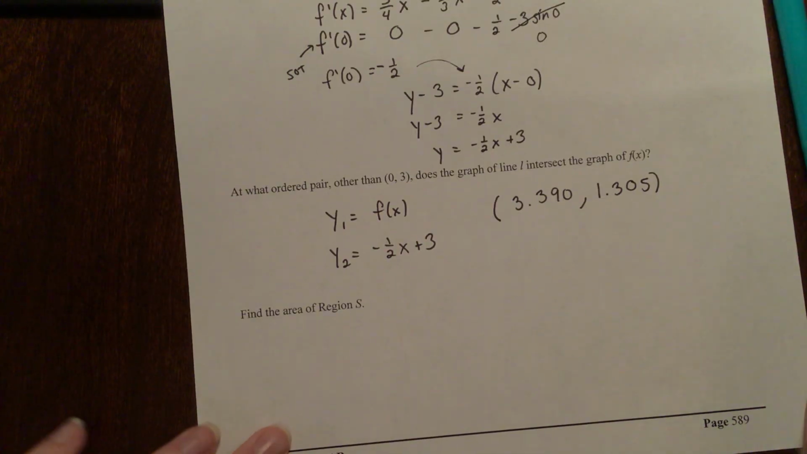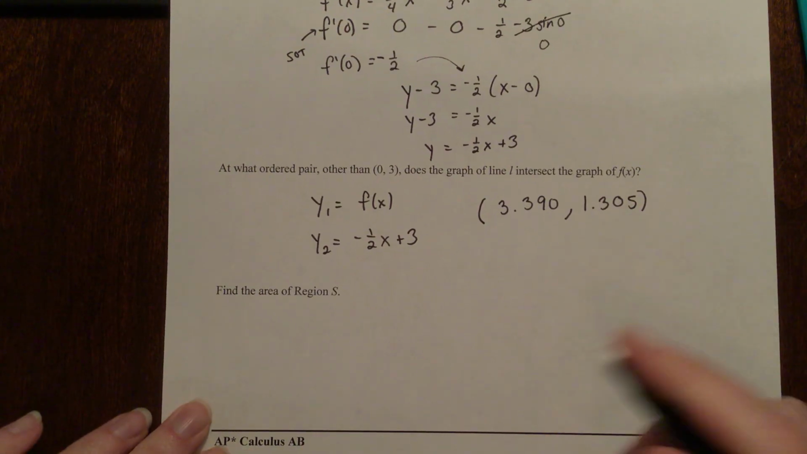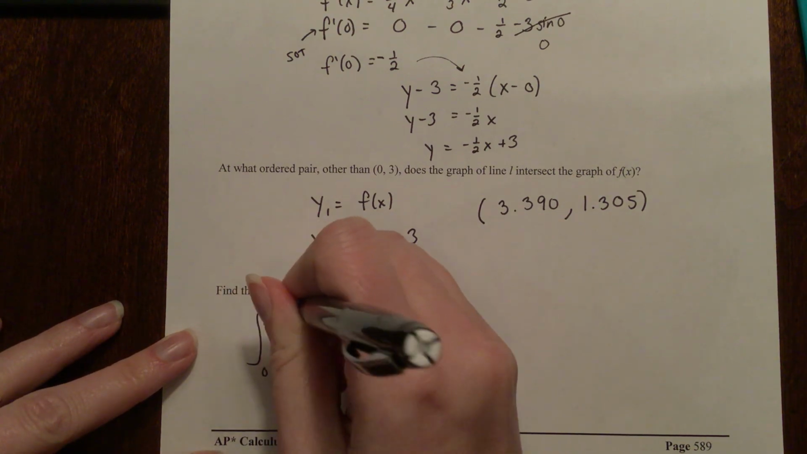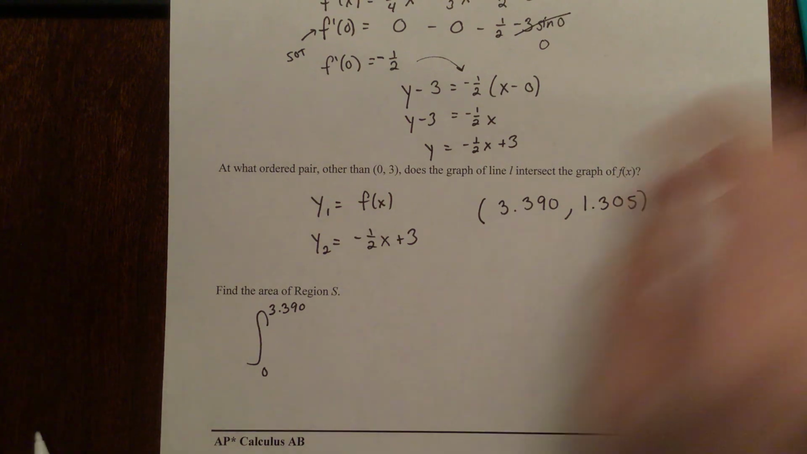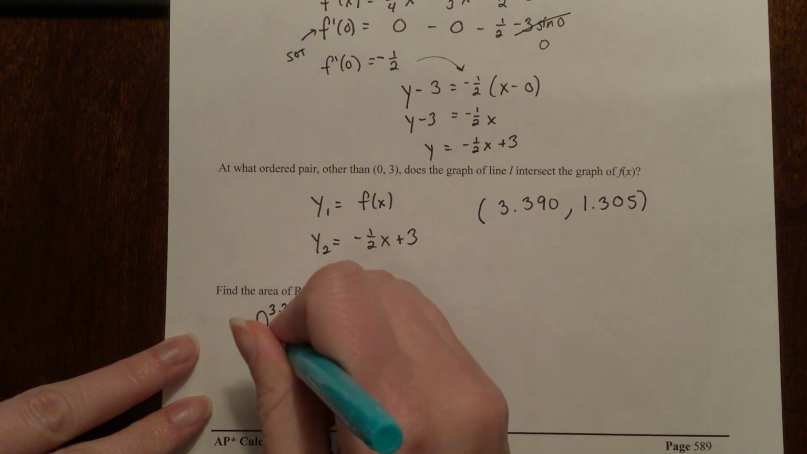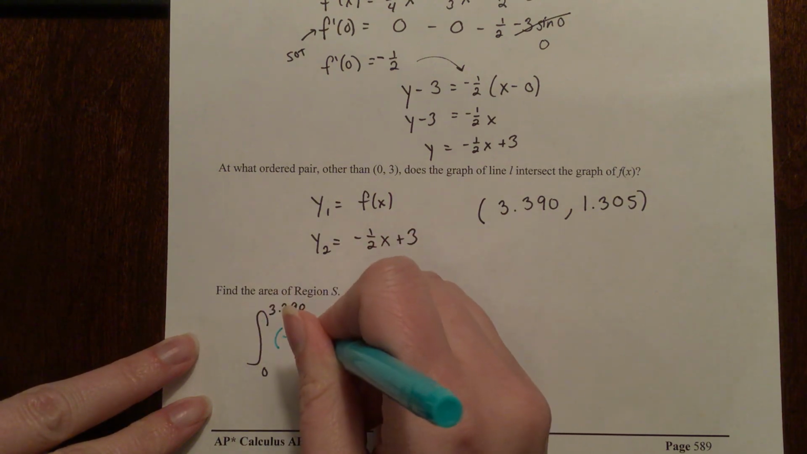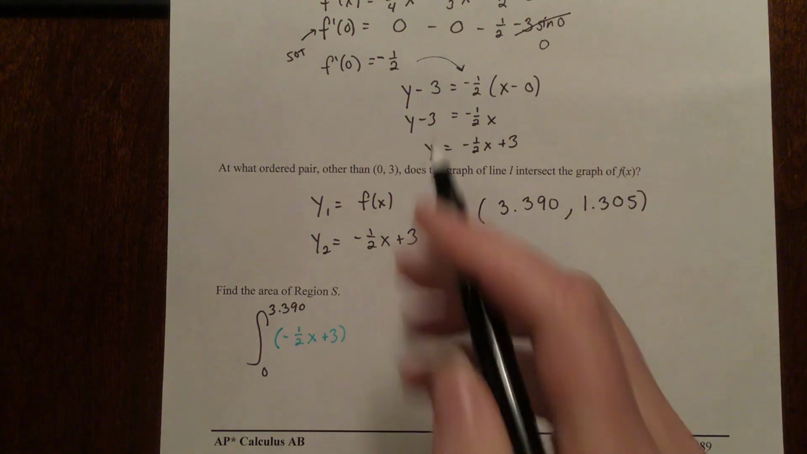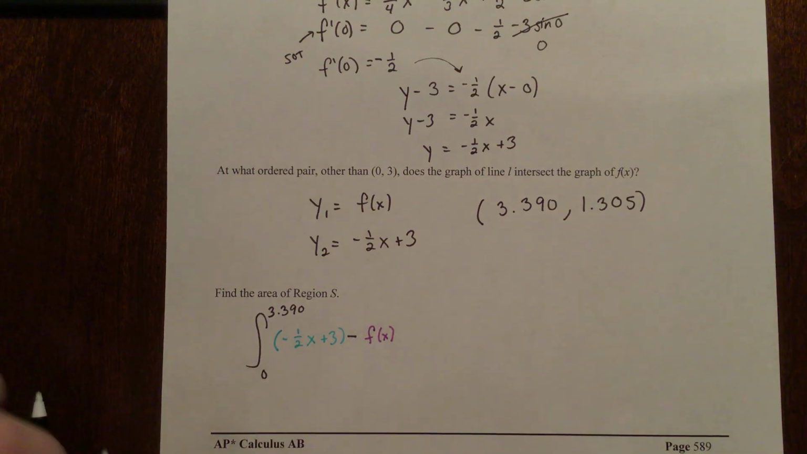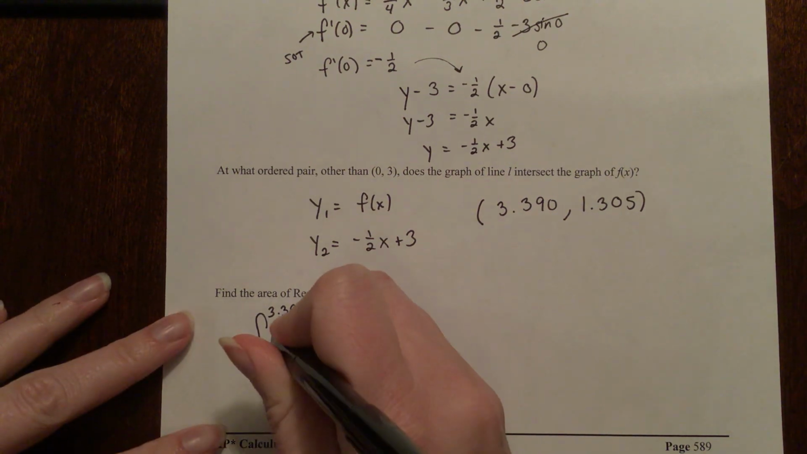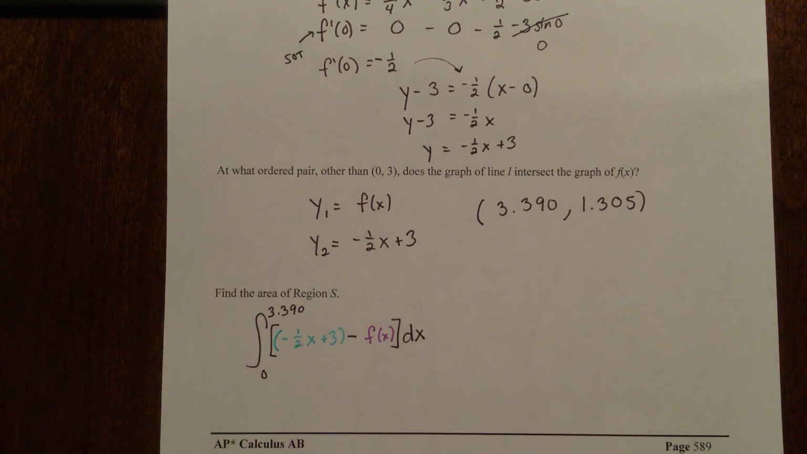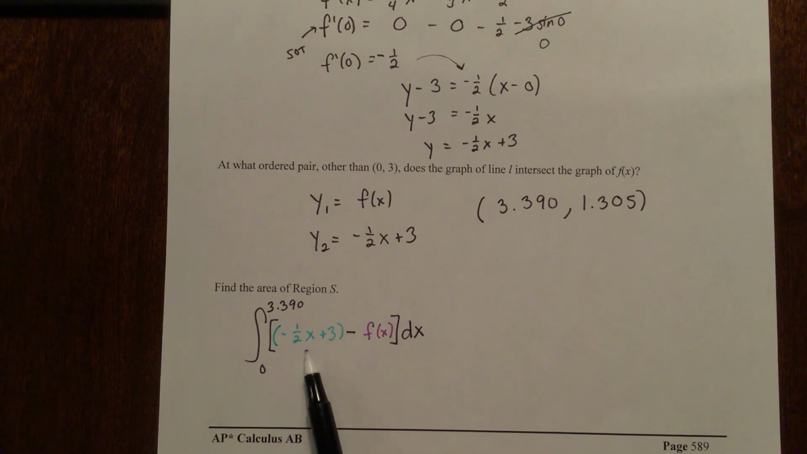So down here, find the area of region S. This is going to be the integral from 0 to 3.390 of the blue, which was the line, and that line is negative 1/2 x plus 3, minus, I'm just going to put f of x because I don't want to write all that out, and neither do you, I imagine. I mean, if you really want to, go for it. Cool. This guy was y2.